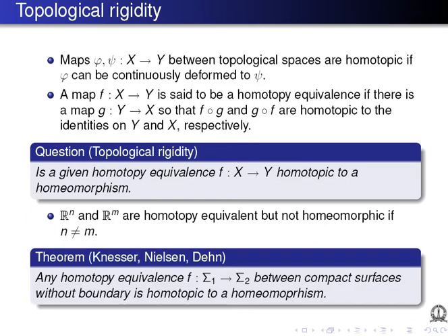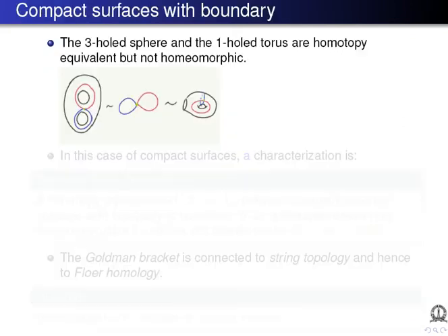One of the classical results is that if you have surfaces of the same dimension, then any homotopy equivalence between compact surfaces without boundary is homotopic to a homeomorphism. I should emphasize without boundary. For closed surfaces, we do have topological rigidity. And in higher dimensions, this is a rich kind of question. But we'll just concentrate on the two-dimensional case.